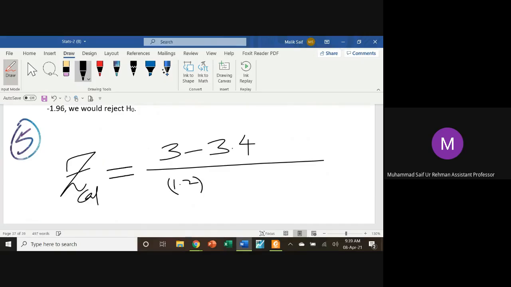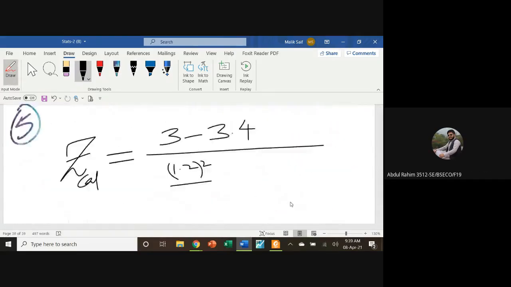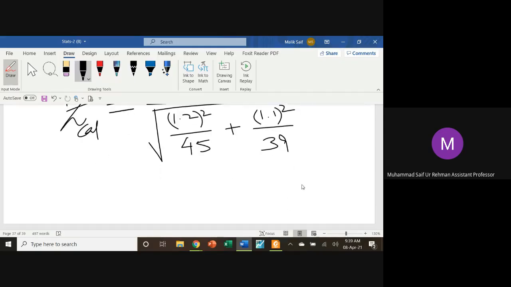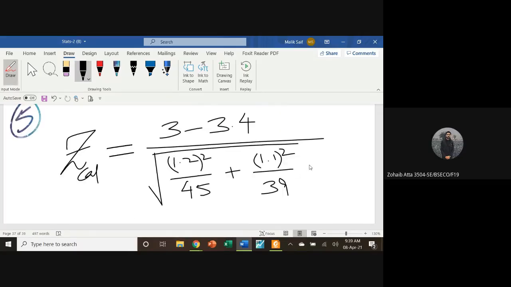1.2 square divided by, what was the sample size for this? 45. So write down 45 plus, what is the next standard deviation? 1.1. 1.1 square here. Fine, thank you. Divided by 39, sample size 39, and then square root of this. Fine. So if you have a calculator, please find it out. The answer will be with a negative sign. Minus 1.593.